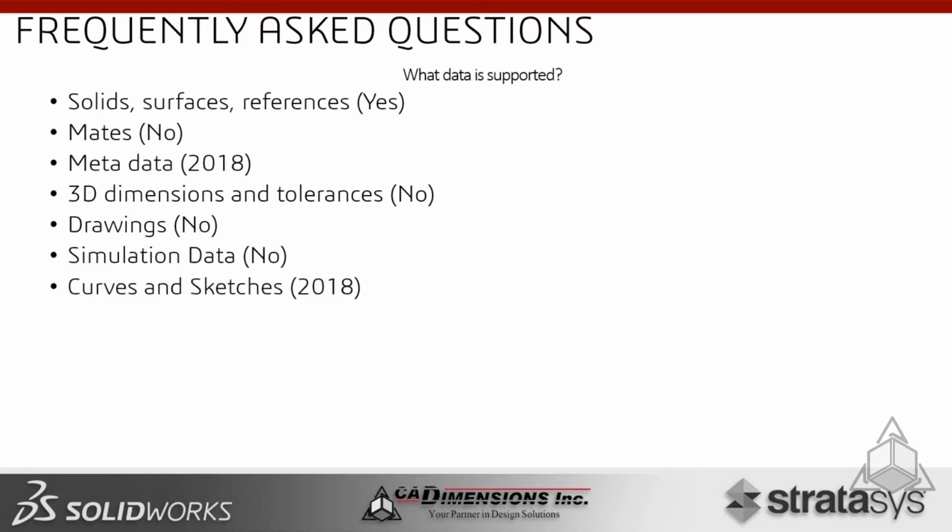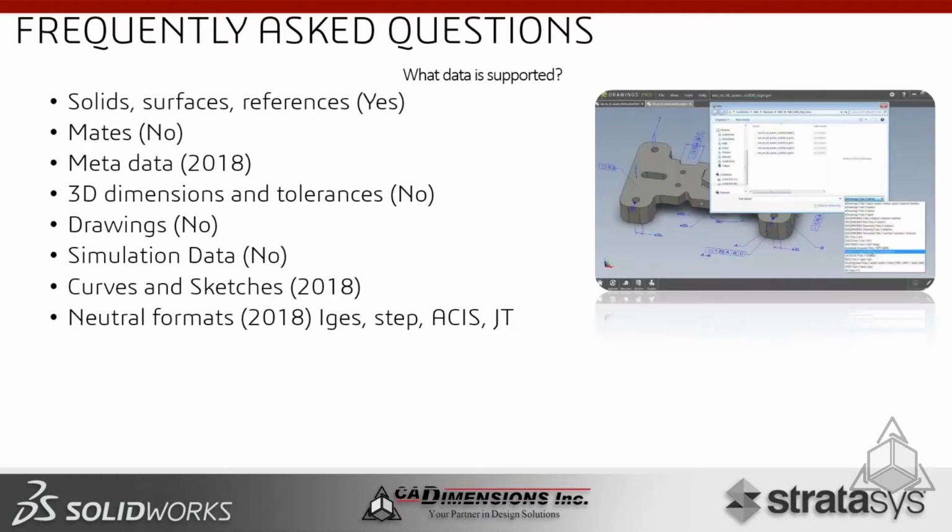No simulation data. Okay, we are going to support curves and sketches. And this will be also new for 2018. When a vendor of yours sends you a neutral file format, we no longer are going to have to translate that. We are going to be able to make a connection to the STEP file, ACIS file, IGES file. Therefore, if they send us another one, we can automatically update it in SOLIDWORKS and all our downstream work will be intact. Okay?